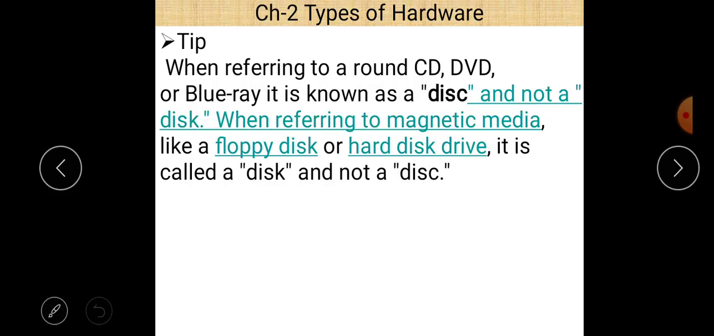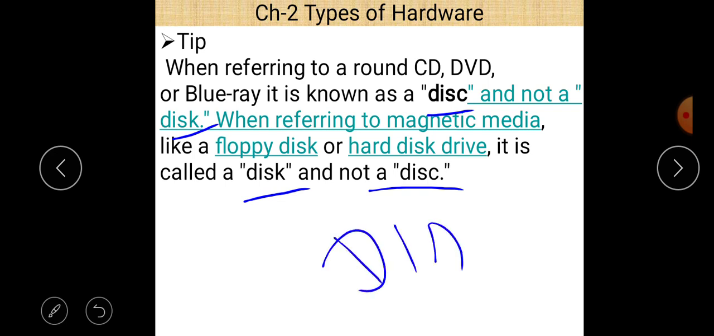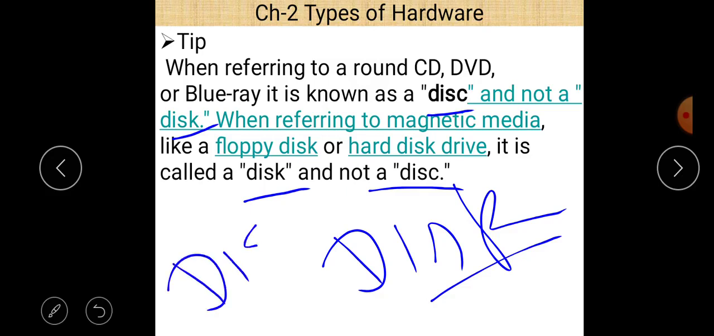When referring to a round CD, DVD or Blu-ray, it is known as disc, DISC, and not as disk. And when referring to a magnetic media like a floppy disk or a hard disk drive, it is called a disk, DISK, not disc. So that is a small but important point regarding CD, DVD and hard disk. For the hard disk we use the spelling disk, but in case of CD, DVD we use disc.